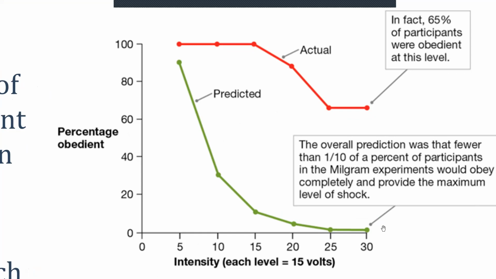So this is like 1 in 1,000. Less than 1/10% is 1 in 1,000 people said that someone would shock all the way up to the 30th level. So their predictions were obviously incorrect. As you can see in this red bar at the top here, these were the actual results. 65% of subjects were obedient all the way to the last level. 65% of people kept shocking this person that was yelling, and then eventually went silent, all the way up to the maximum voltage.